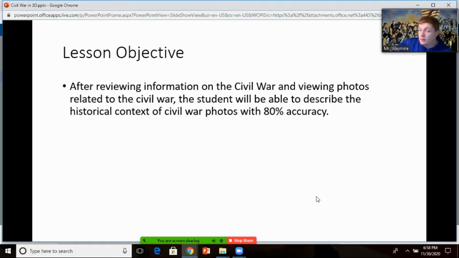So, as you know, this whole week we've been learning about the Civil War. We're going to cover some more today. After today's lesson, what this means is you should be able to look at historical photos from the Civil War and you should be able to describe the context. That means like what is going on in the photo, what is happening, why is it happening, things like that.